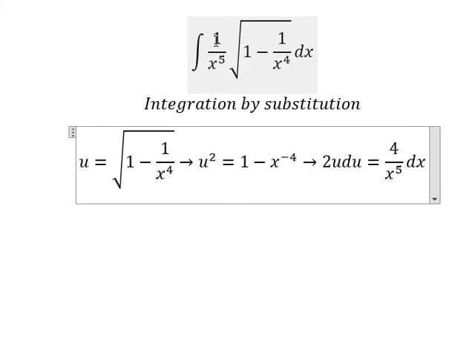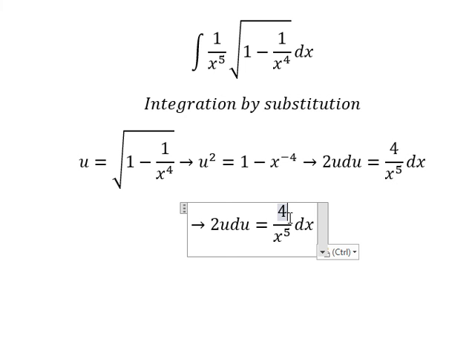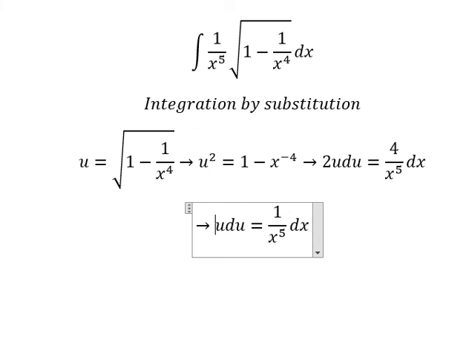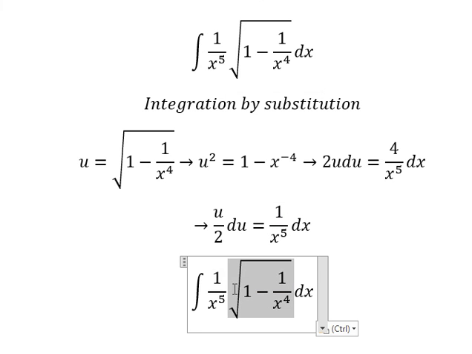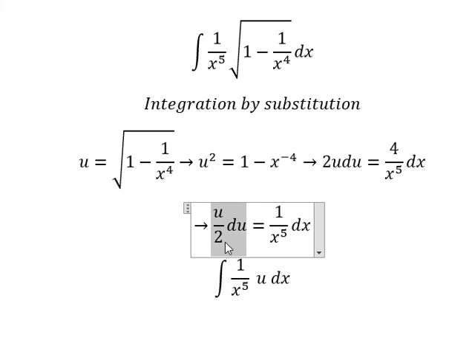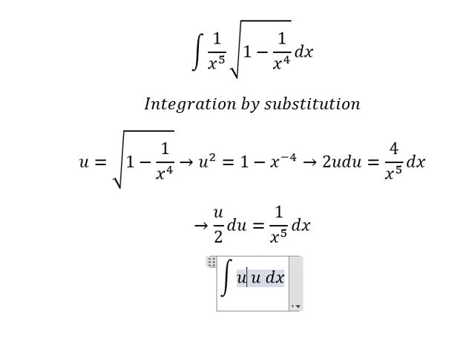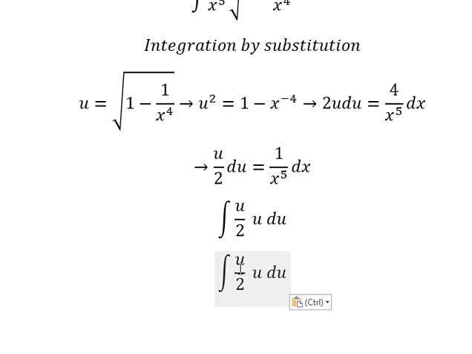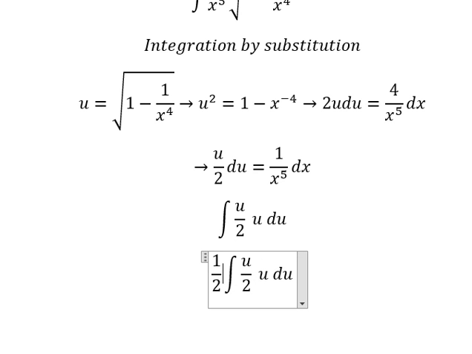Now, we don't have 4 in here, so we need to divide both sides by 4. The square root of u. This one with the x is u over 2 du. Now we put 1 over 2 outside. u and u, we have u squared.